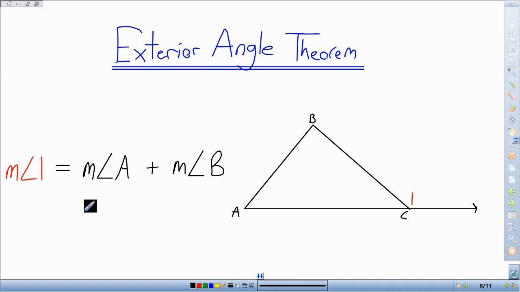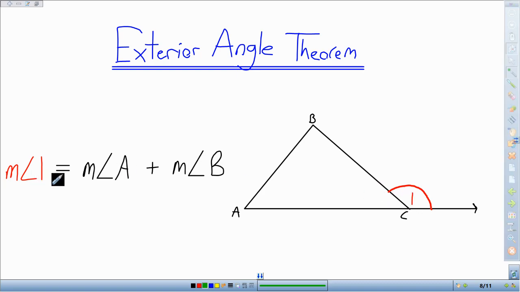Okay, so here's what it's saying. The measure of angle 1, right here, this is the exterior angle, if you want to highlight it. Notice it's called an exterior angle because it's on the outside of our polygon. This is our triangle, our polygon here, and this is the exterior angle. So how can we find the measure of this exterior angle?